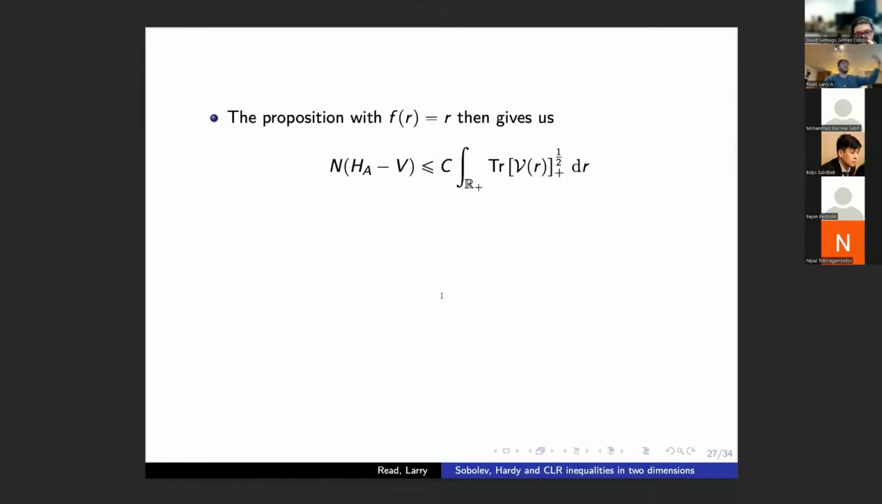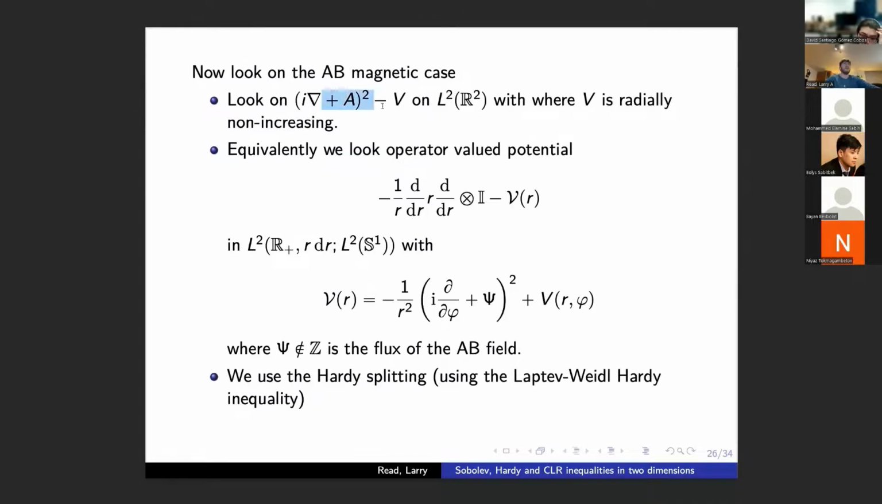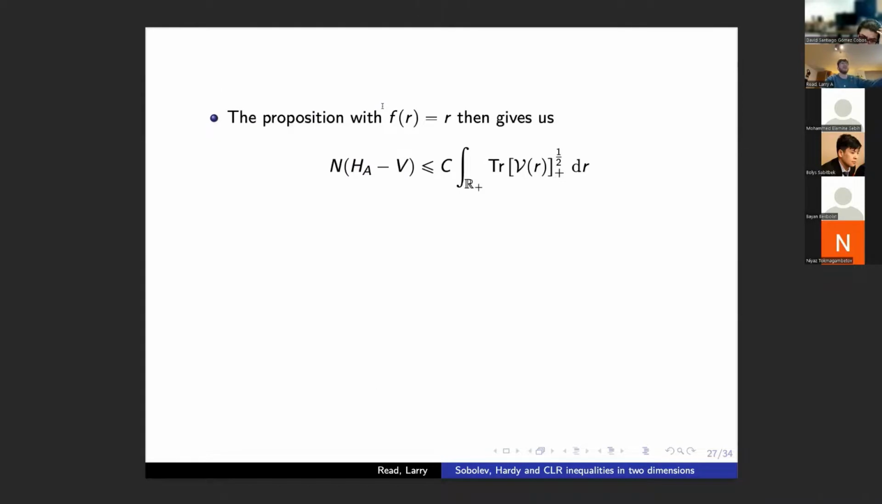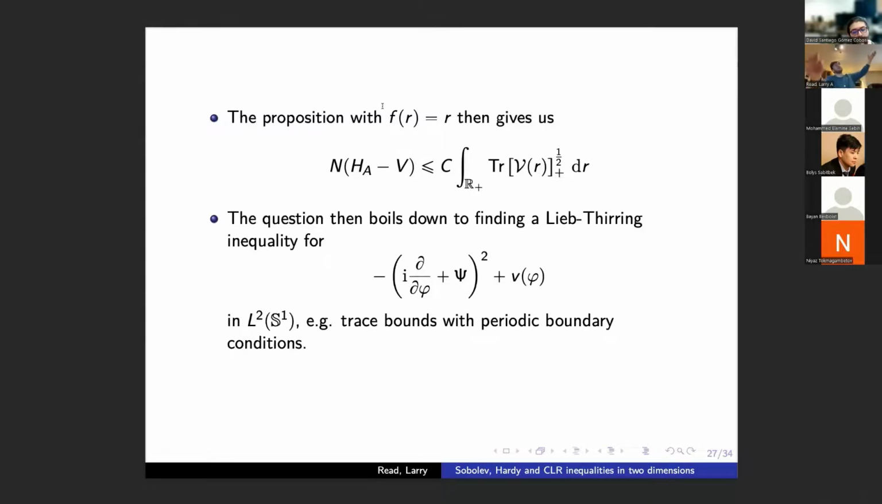And so the proposition, with F equal to r, gives the following. So we have now, and I've used this terminology here for the Schrödinger operator, that the negative eigenvalues of the Schrödinger operator with Aharonov-Bohm magnetic potential on the whole of two-dimensional space are bounded by the trace of this magnetic operator with constant magnetic field. So then the question boils down to finding a Lieb-Thirring inequality for that operator, some trace bound.